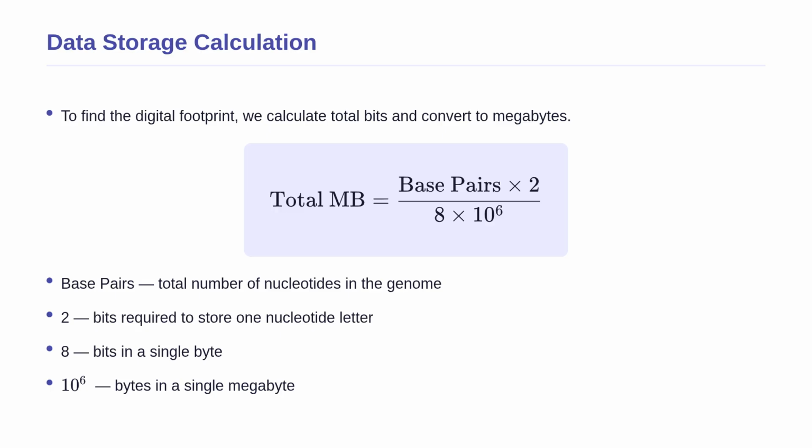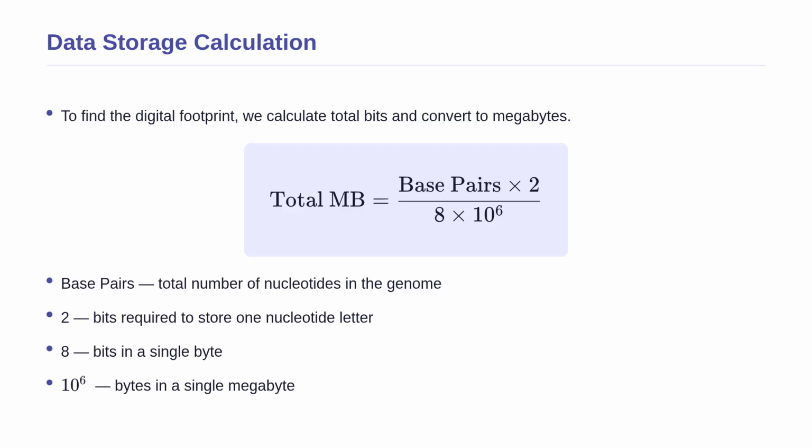So, we know the computational effort is massive, but what about the physical digital space required? Let us look at the formula for calculating genome data storage. The formula is total megabytes equals base pairs times 2 divided by 8 times 10 to the 6th power. Conceptually, this converts raw genetic letters into standard computer memory units.